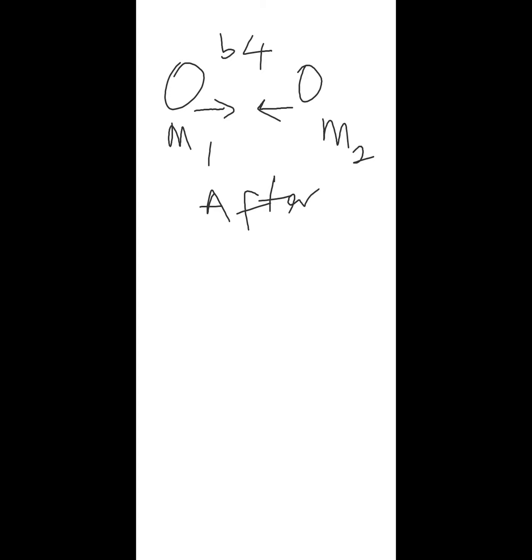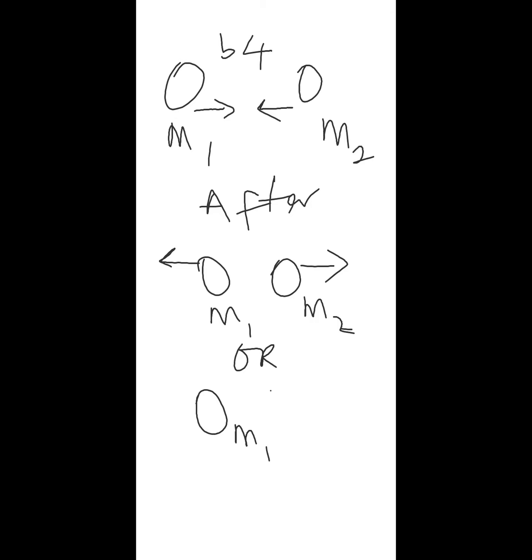Several things can happen. Once they collide, M1, the first mass, bounces back, and M2 also bounces back. Another thing that can happen is that M1, after colliding with M2, pushes M2 in the direction in which M1 has been traveling.